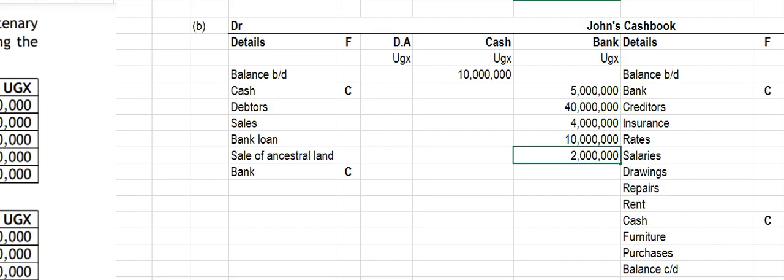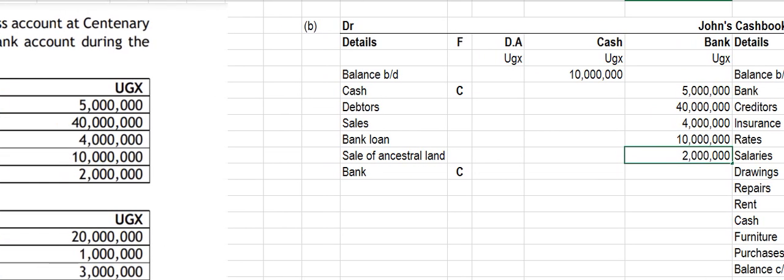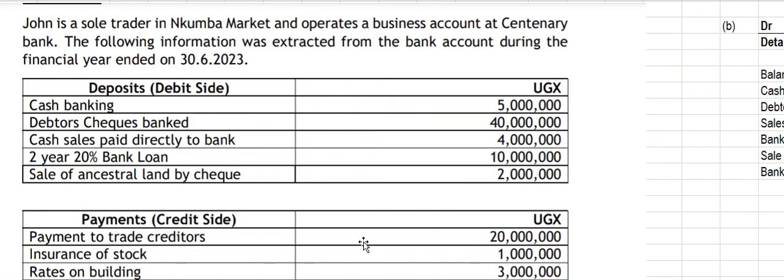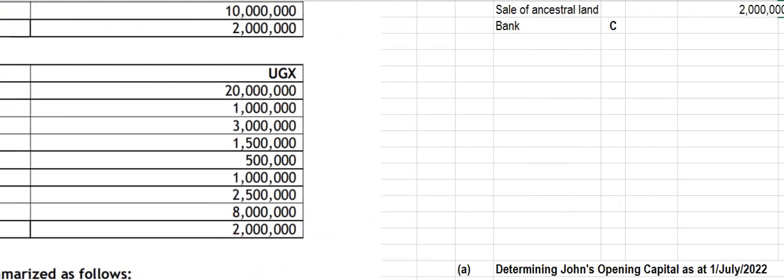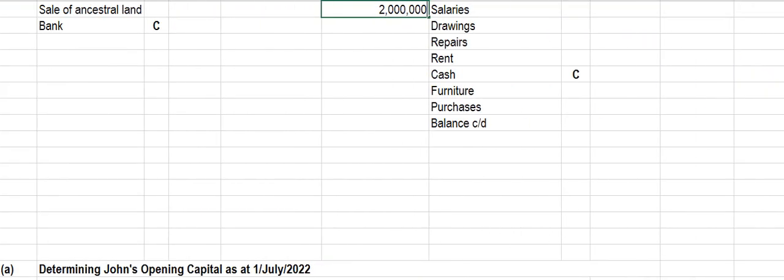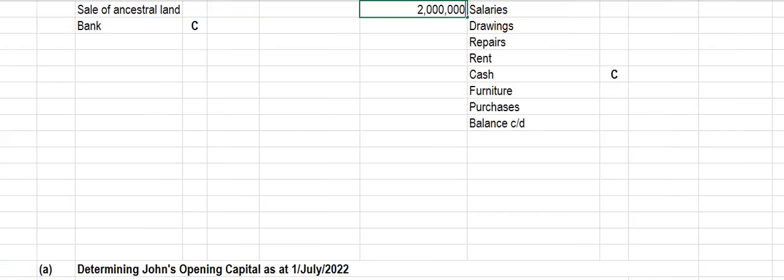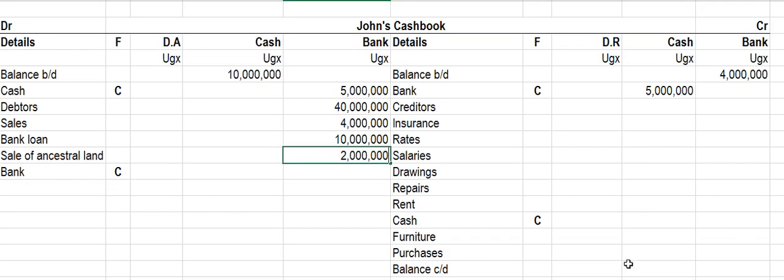Then on the credit side, those are the payments. Now the payments, credit side, bank account. Get all these, take it to the credit of your cash book, bank column. So let's see how we can do this. This is my cash book.